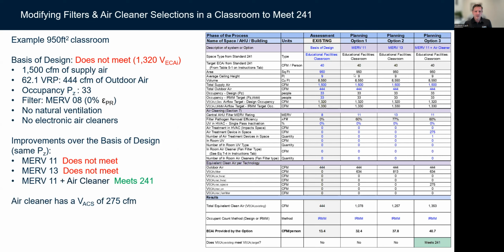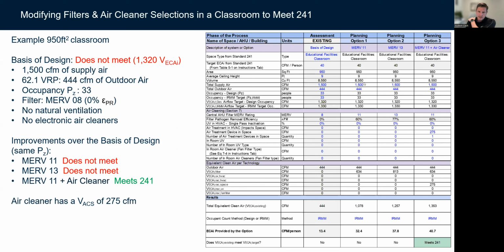Under MERV 11, you see on the right-hand side, you take your... let me go back to it. Column number 1, the existing design. The MERV 8 filter gets you a total equivalent clean airflow of 444. You guys are doing the math at home, you know that 444 is the outdoor air alone.